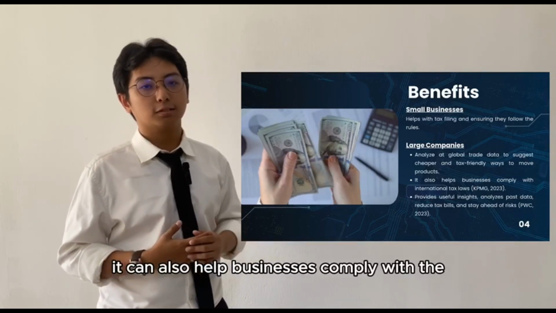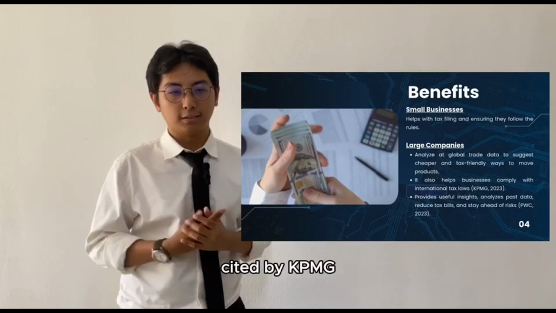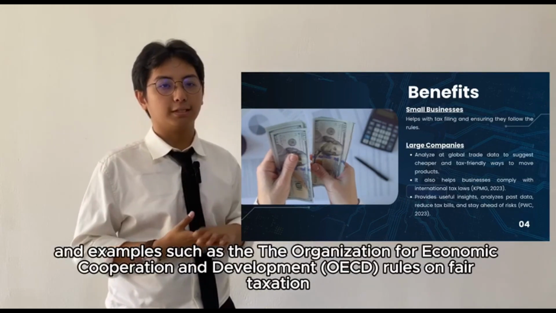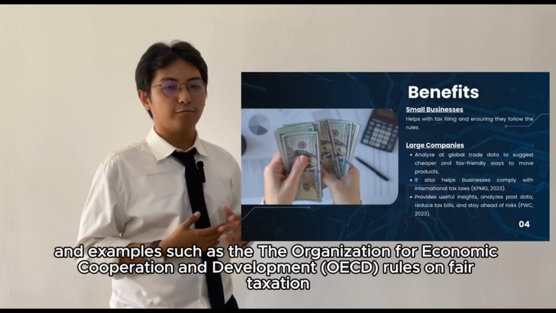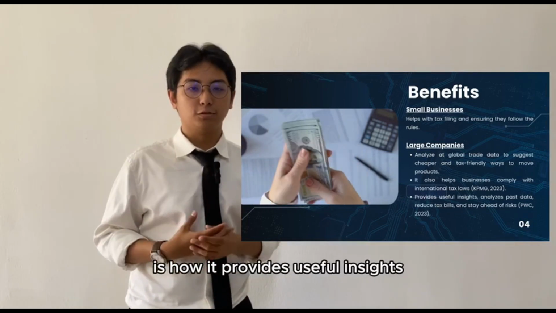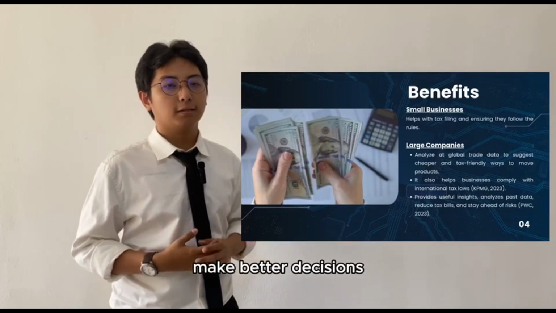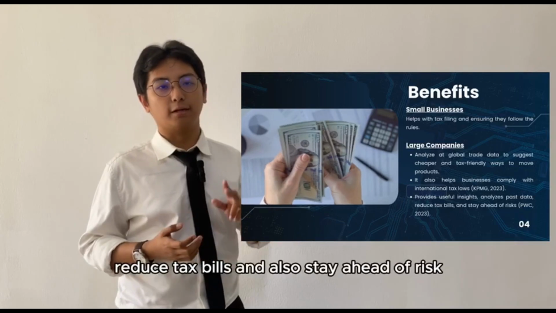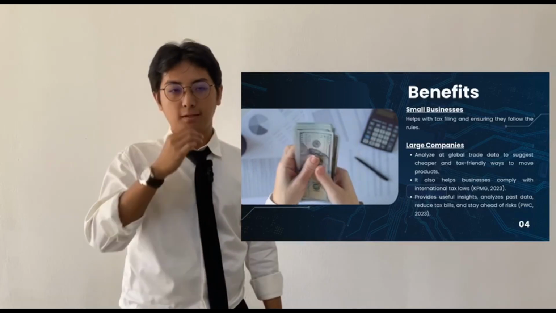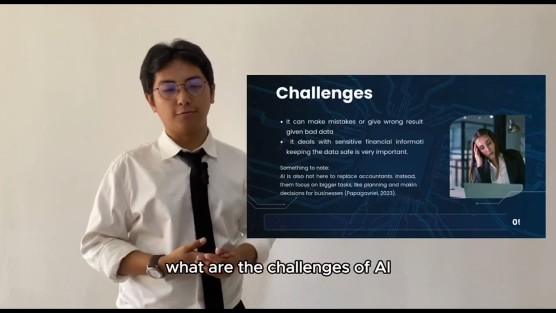It can also help businesses comply with the international tax laws cited by KPMG, and examples such as the OECD rules on fair taxation. But the biggest advantage of AI is how it provides useful insights. It analyzes past data to help businesses make better decisions, reduce tax bills, and also stay ahead of risk. So now that we've done the benefits of it, what are the challenges of AI?